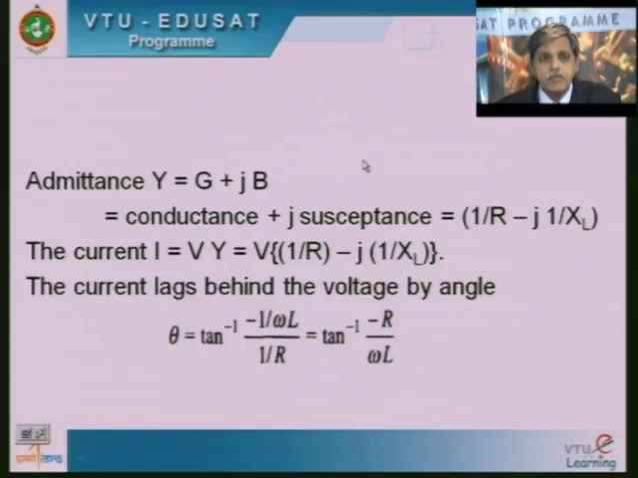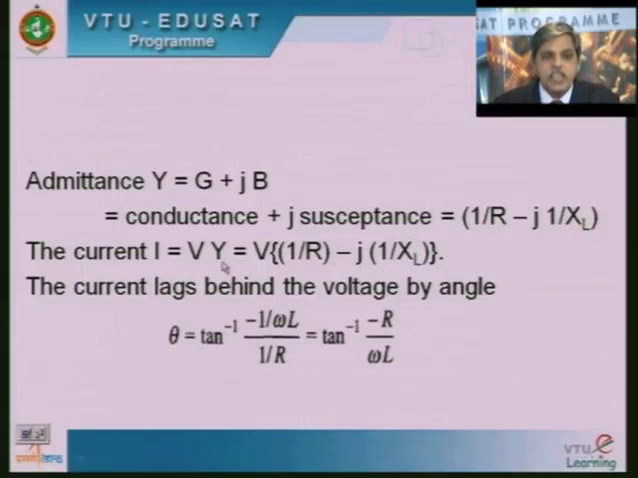Now if I see the admittance here, Y is equal to G plus jB, so this is also a complex number. So when the impedance Z is equal to R plus jXL, that is a complex number. Admittance Y is equal to G plus jB, that is also a complex number. So conductance G is 1 by R and susceptance is minus 1 by XL. B is equal to minus 1 by XL in the case of inductance.